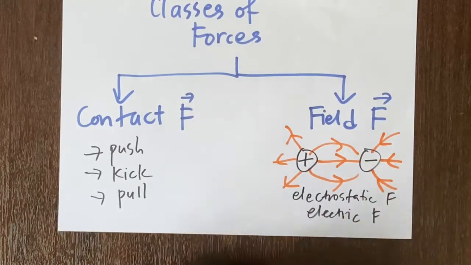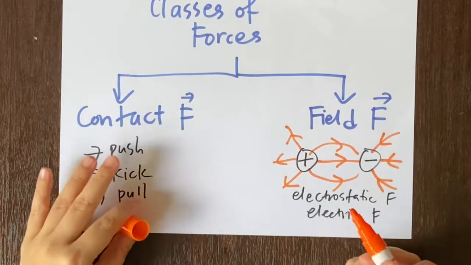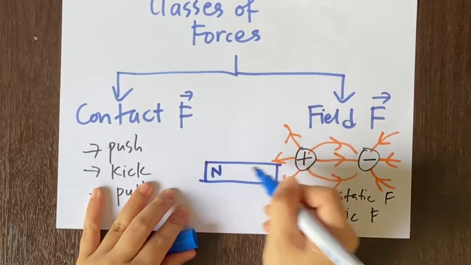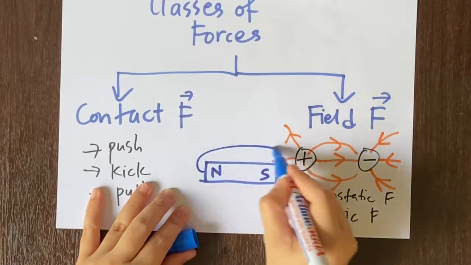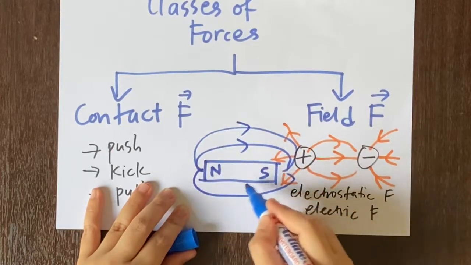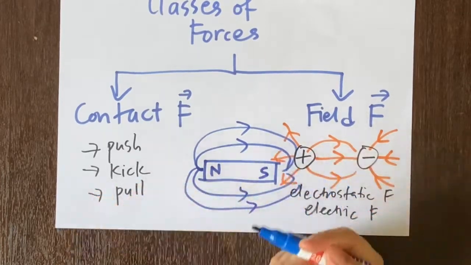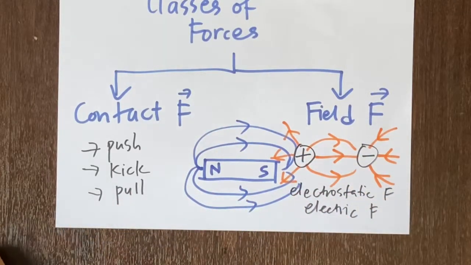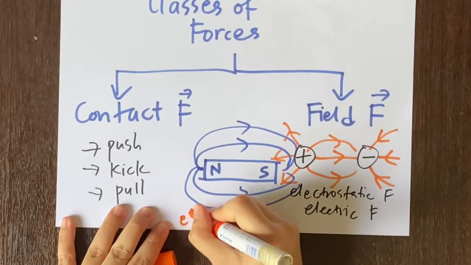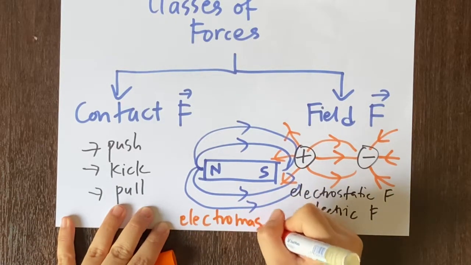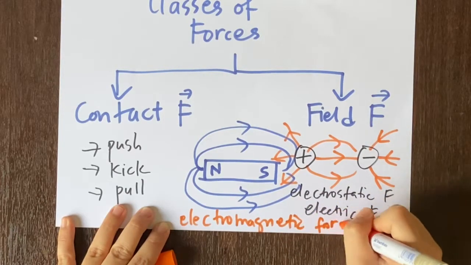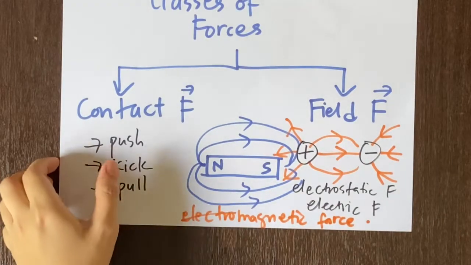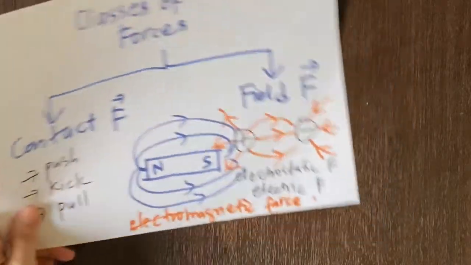The other example of field force is what? Magnetic force. Very good. North to south. You cannot see the electromagnetic force, but you can feel it, right? So the line here we call electromagnetic force or magnetic force. Okay, the simple way. Now we move to types of forces.